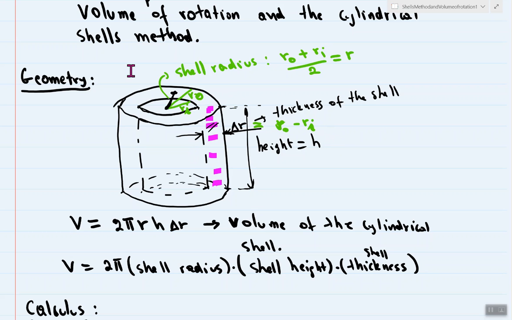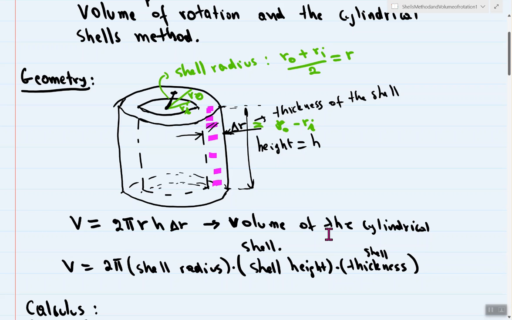So to get the volume of the cylindrical shell using geometry, you take 2 pi r. 2 pi r is the circumference of the circle with radius r, that's the radius of the cylindrical shell, and then times h, the height of the cylinder, and then times delta r, the thickness of the cylindrical shell. So this is how you get the volume of a cylindrical shell. We can rewrite it as V equals 2 pi times the shell radius r, times the shell height, times the shell thickness.